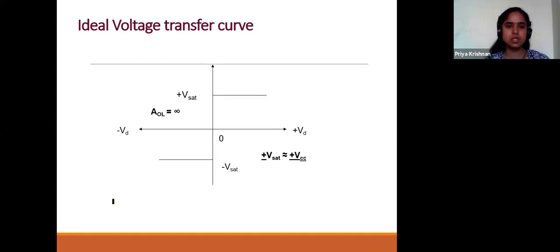Okay, we will go to the voltage transfer curve of op-amp. These basics are required to go into the applications of op-amp.